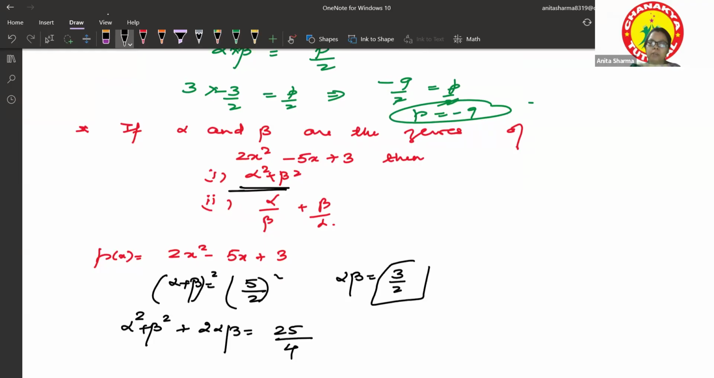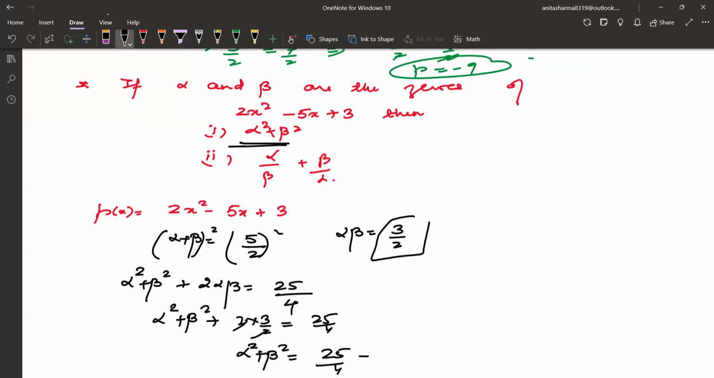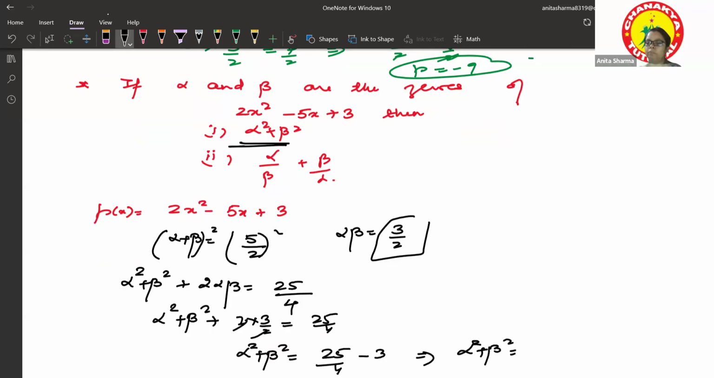Now put the value of alpha beta. So alpha square plus beta square plus 2 into 3 by 2 is equal to 25 by 4. So alpha square plus beta square will be equal to 25 by 4 minus 3, so 25 minus 12, 13 by 4, right? This is the answer. Got it, children?